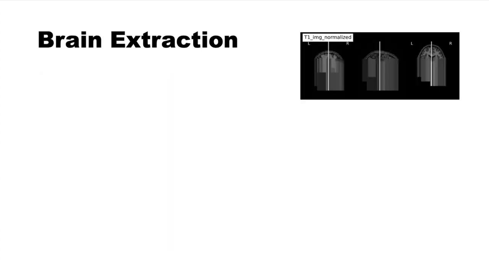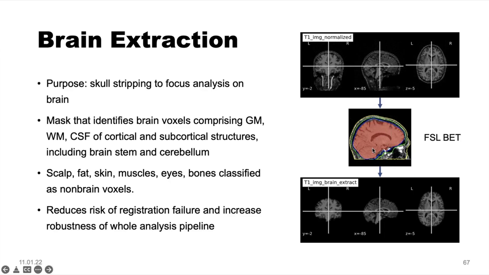Then brain extraction, the next step. The basic purpose, as I told you, is to strip the skull and to focus only on the brain. Therefore, we apply a mask that identifies the borders of the brain to extract only the voxels which comprise gray matter, white matter, or cerebrospinal fluid of those cortical and subcortical structures. Ideally, we also want to take a look at the brainstem and the cerebellum, so we have to carve out those structures as well, which are a bit asymmetrically appending to the cortex.